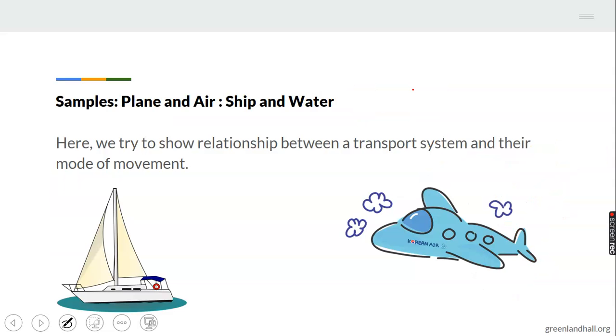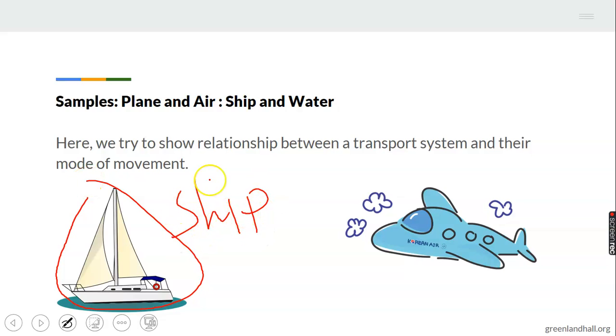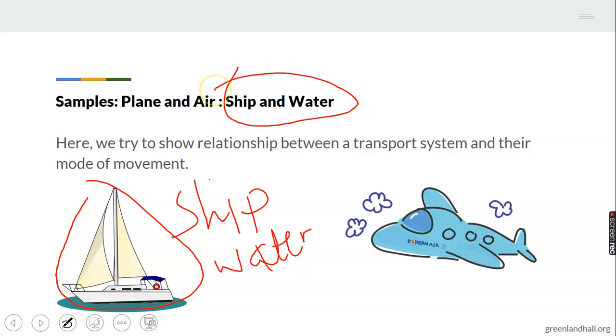Now, let me give another example. It says, we try to show relationship between a transport system and their mode of movement. You can see this is a what? Is a ship. Good. Is a ship. And ship moves on what? Water. Ship moves on water. Now, that is why we have ship and water here. That is the analogy. Ship and water.